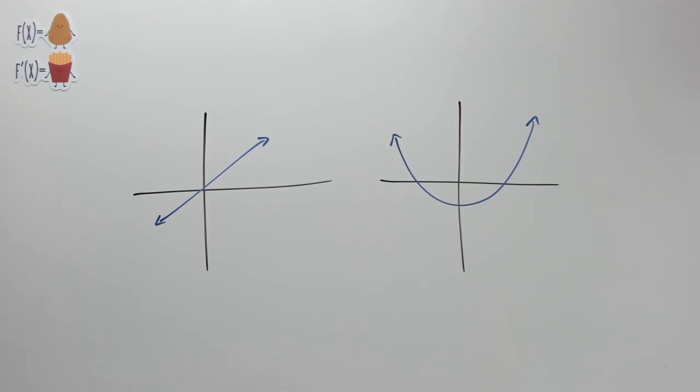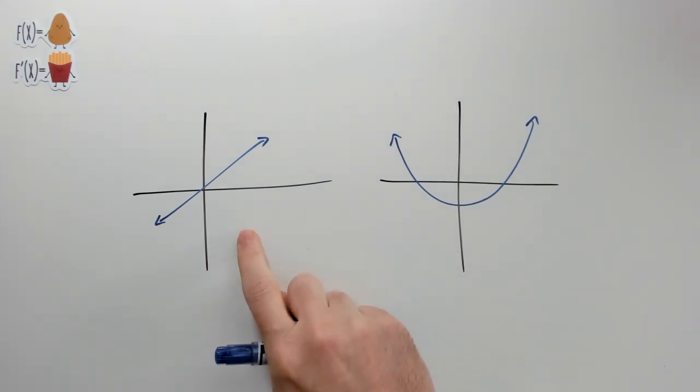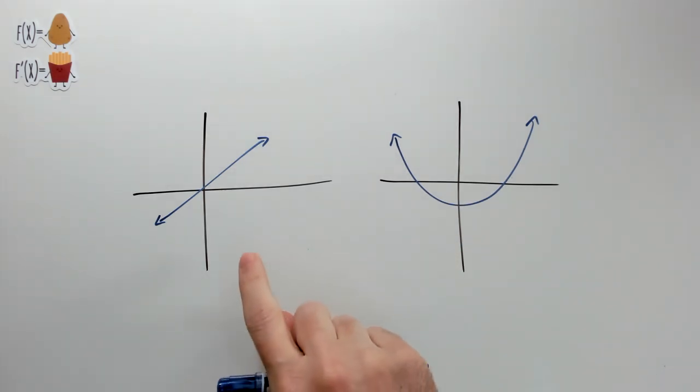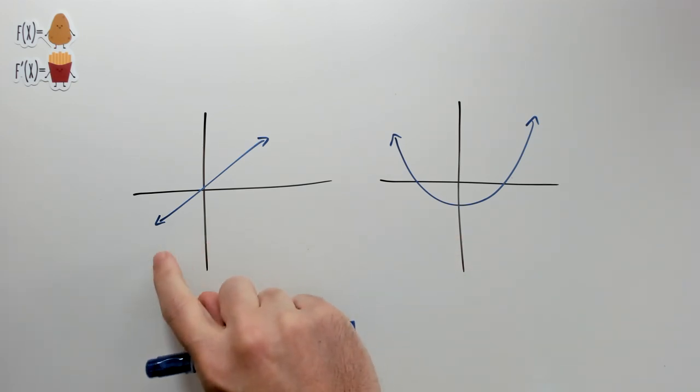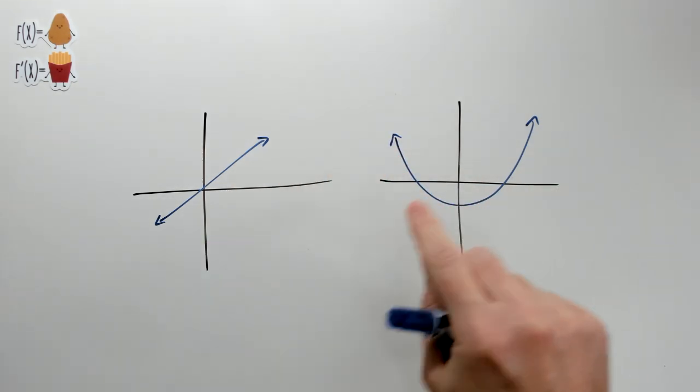In today's video, we're going to look at the rate of change. Now, what does that mean? Well, I have two graphs here. One is a straight line and the other is a parabola. Obviously, at first glance, you can see there's a big difference. This one is straight and this one is bending.